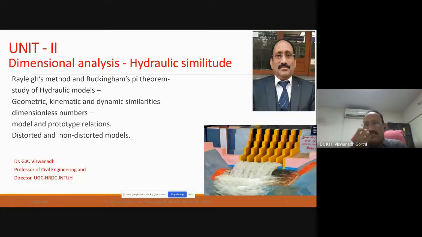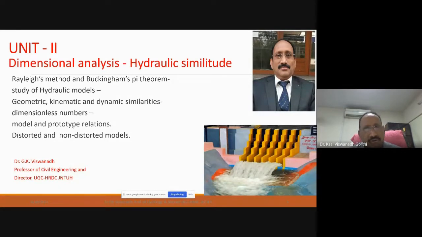So what we try to do is we prepare a model in the laboratory, conduct various tests on it, arrive at the best performance for the model, transfer these parameters using these similarity laws to the actual structure. For example, if you have to construct a spillway, I don't construct a spillway directly in the field. What we do, we prepare a small spillway model in the laboratory, conduct several tests there, study the performance of this model.